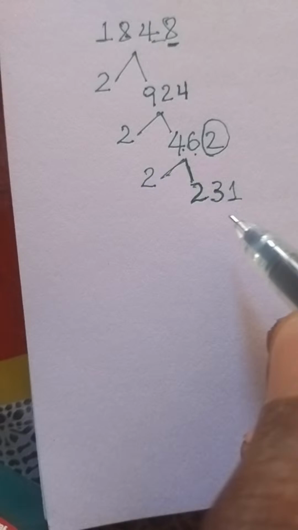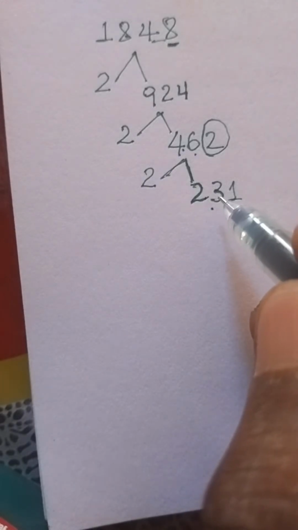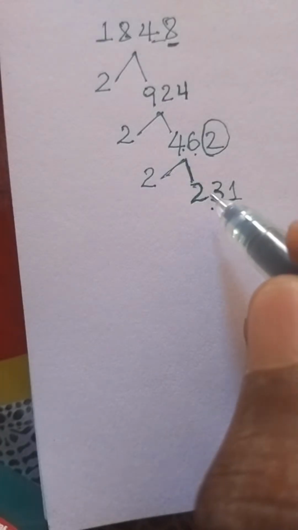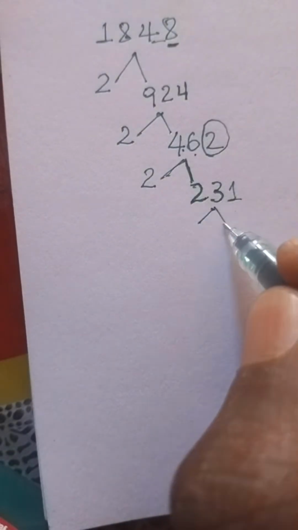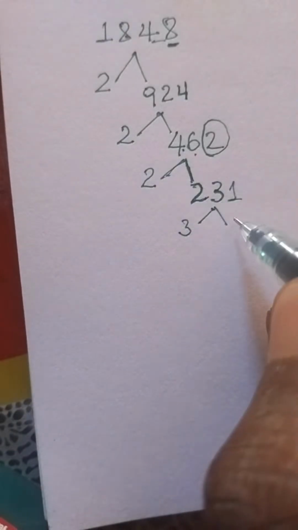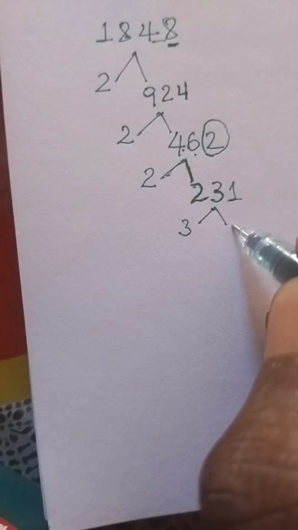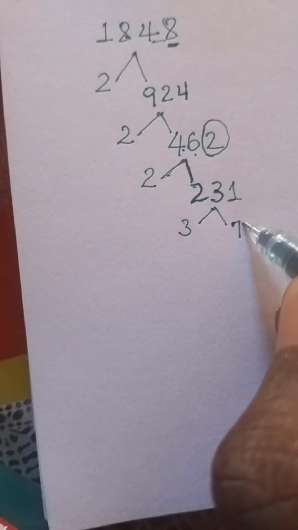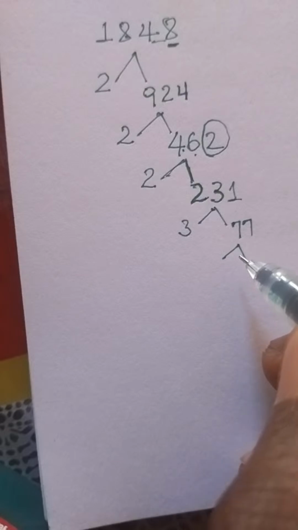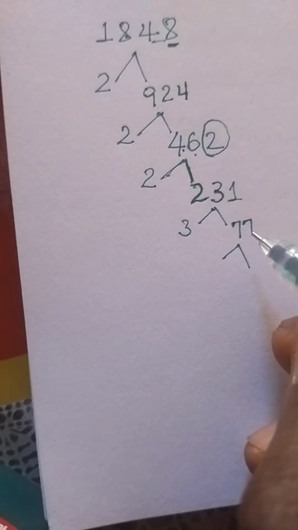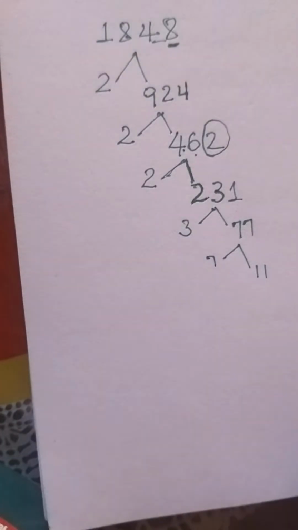Let's divide it by 3. Is it divisible by 3? Yes, because the sum of these digits, 2 plus 3 is 5, 5 plus 1 is 6, and 6 is divisible by 3, so this number can be divided by 3 easily. So when divided by 3, we get 77. Is it divisible by 3? No. Is it divisible by 5? No. Is it divisible by 7? Yes. 11. Look, my beautiful student. Look here. Look at this number.